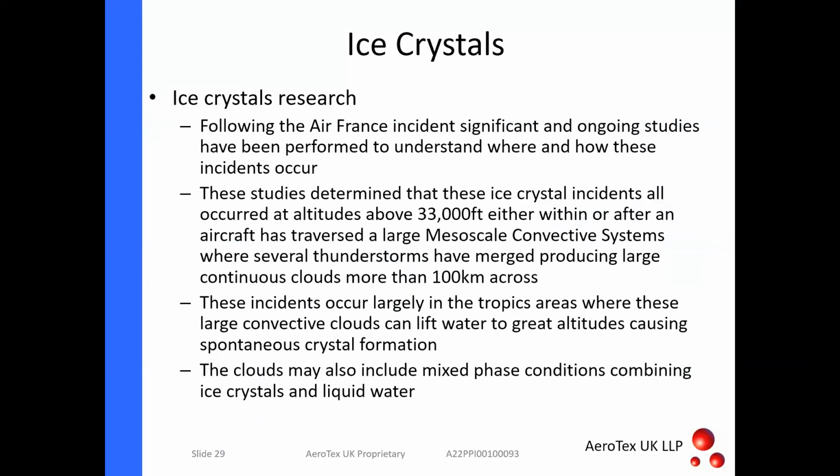So obviously after this issue, especially as it was on a large commercial aircraft, there was a lot of research done. And so they found out that all these incidents occur at over 33,000 feet. So previously with supercooled liquid conditions, those only went up to 22,000 feet, maybe 26,000 feet for high liquid water content conditions. And they're associated with large mesoscale convective systems. So basically lots of thunderstorms have come together to produce a large continuous cloud that can be up to 100 kilometers across.